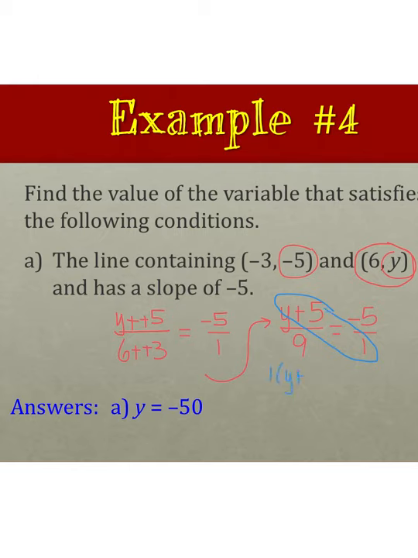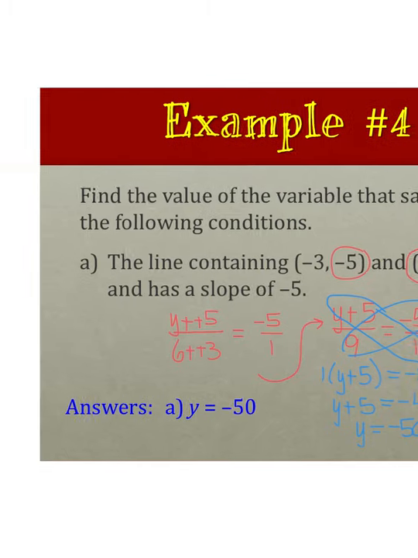So I do 1 times y plus 5 is going to equal, and then multiply the other numerator and denominator, and we get -45. Distributing here, because it's just a 1, it doesn't change my value. It's y plus 5 equals -45. y is going to equal -50.